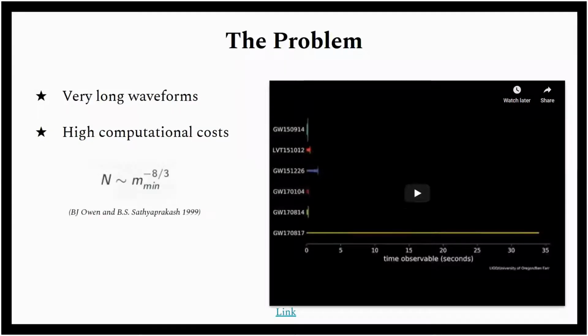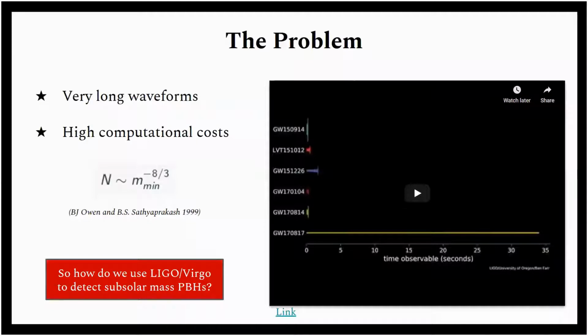That's further supported by this expression from this paper in '99. A lot of you have attended the Introduction to Gravitational Waves seminar before. We do something called matched filtering, where we consider different templates of gravitational waves. So we would need more templates, basically. This N over here is the number of templates, and m_min is the minimum mass that we're considering. Naturally, the lower the masses we consider, the higher the number of templates we need, and hence our computational costs definitely go up.